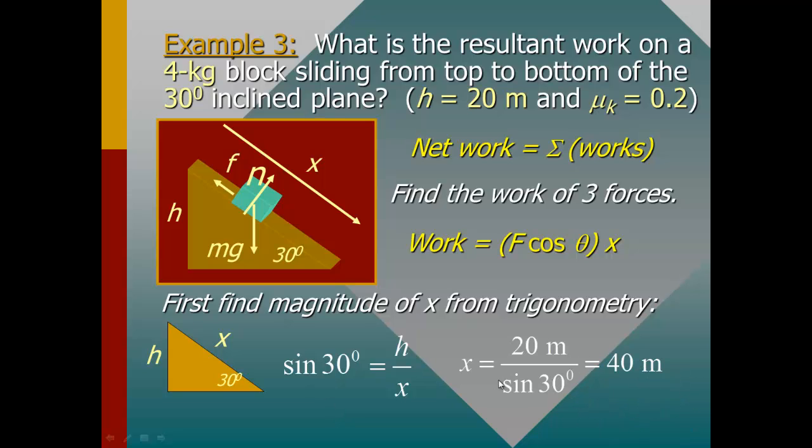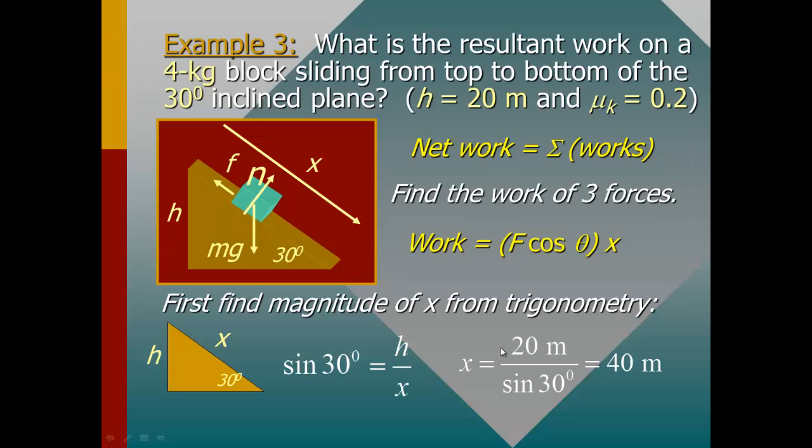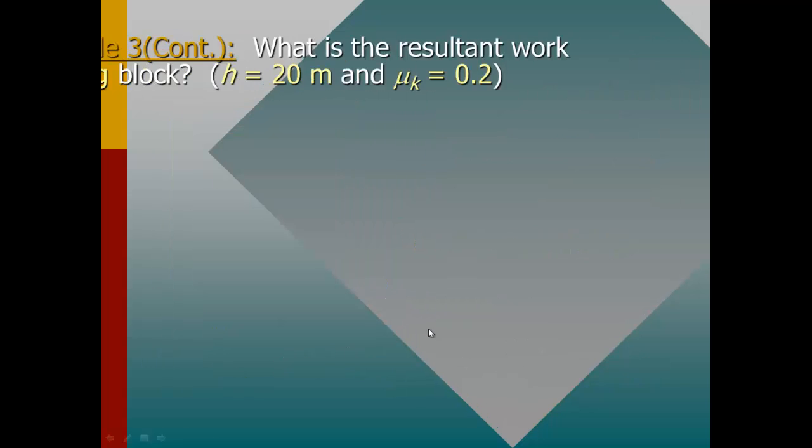And that means that x is equal to h over the sine of 30, which is 40 meters. So the distance that it's going to go down here is going to be 40 meters.